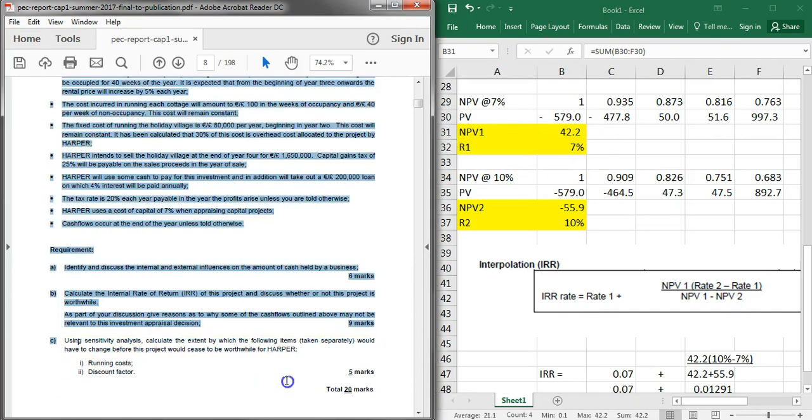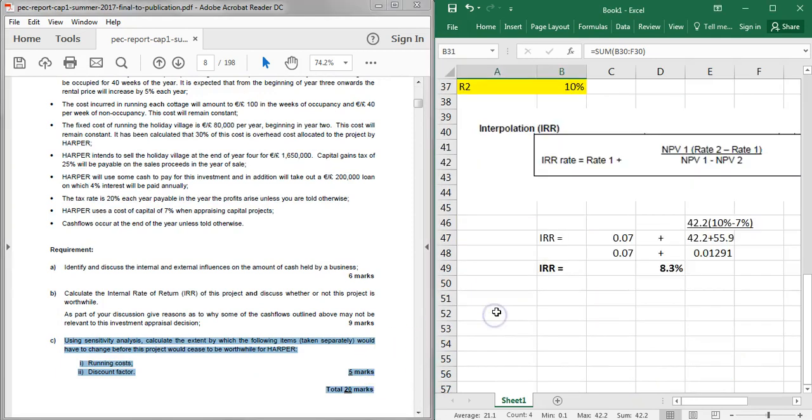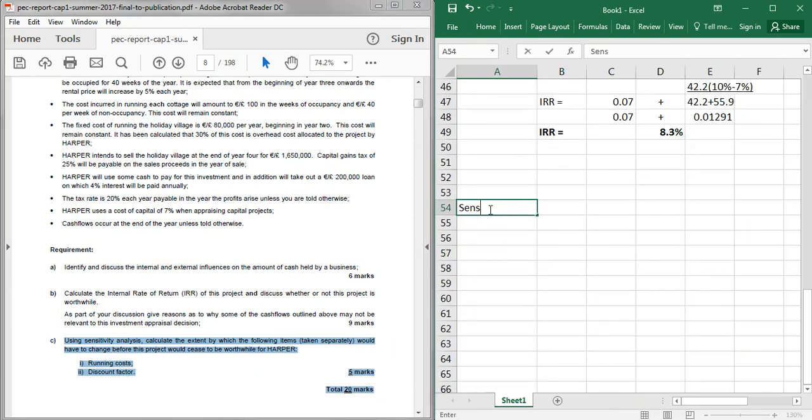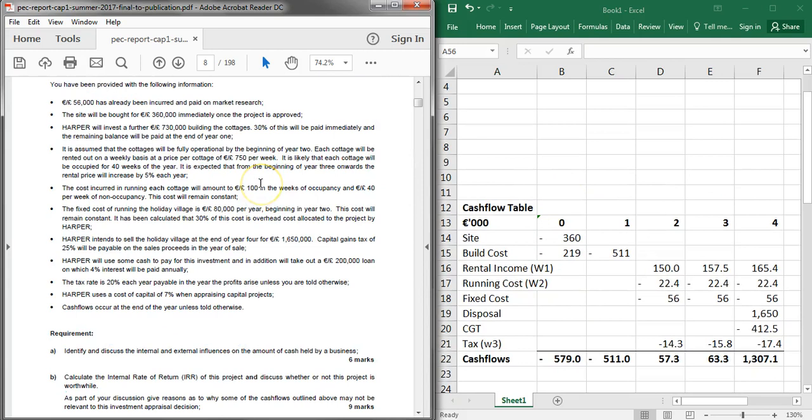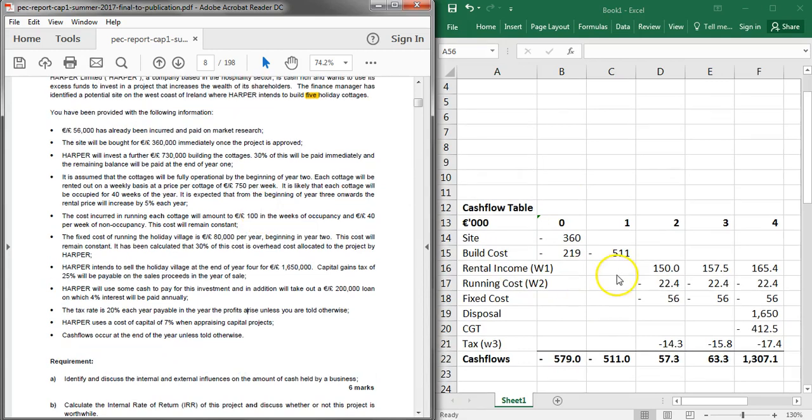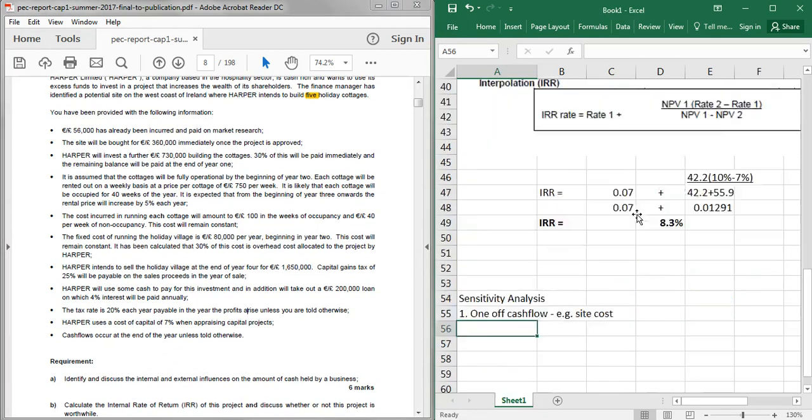So when we're doing sensitivity analysis, there's three types. The one is a one-off cash flow, such as here, for example, it will be the site cost. This is a relatively straightforward one. It's a one-off cash flow up front, and we'll talk through how you might do that. It's not asked, but it's a useful one nonetheless. So the site cost there will be one-off.